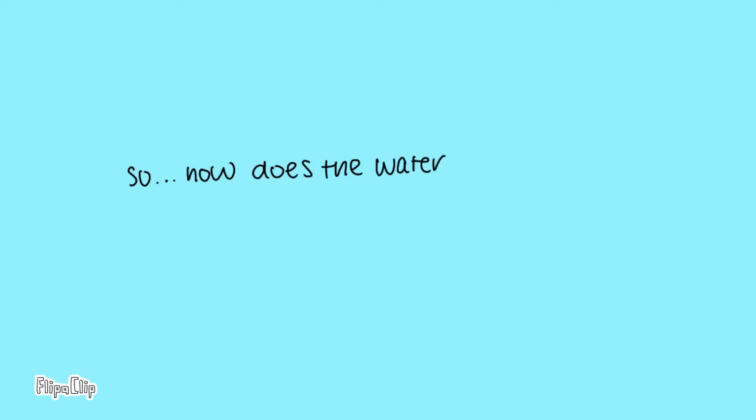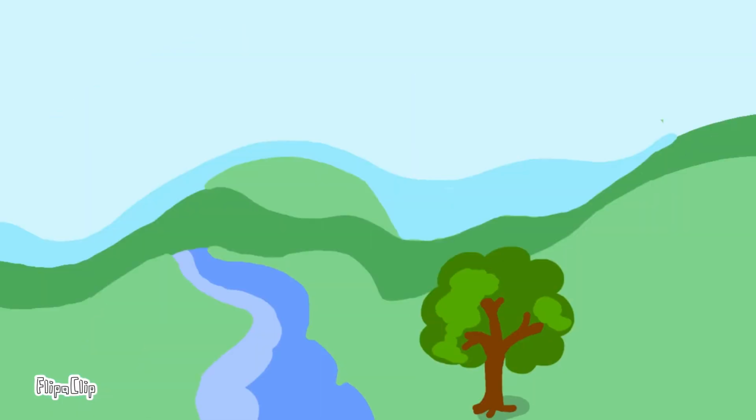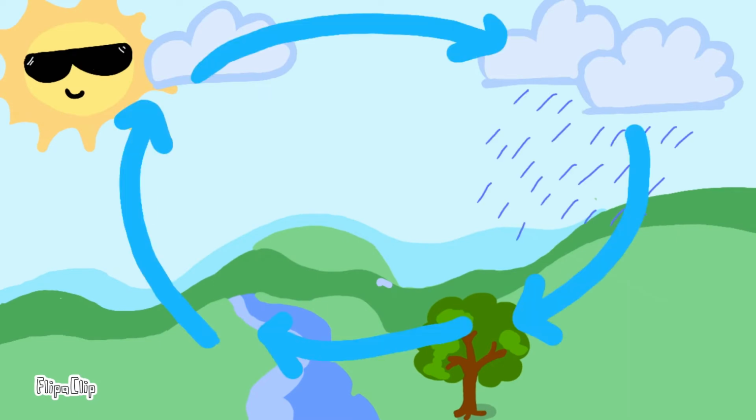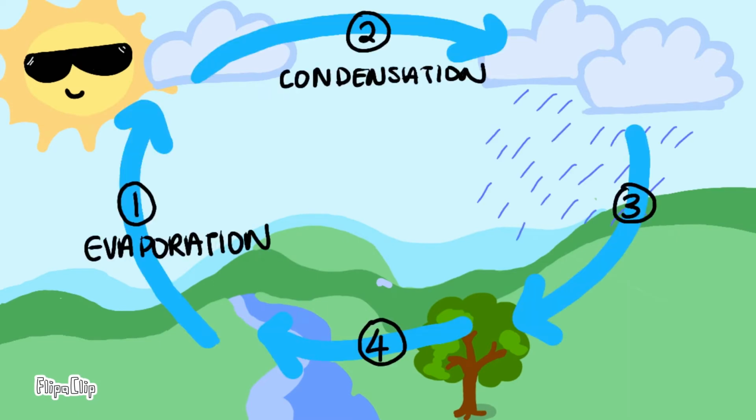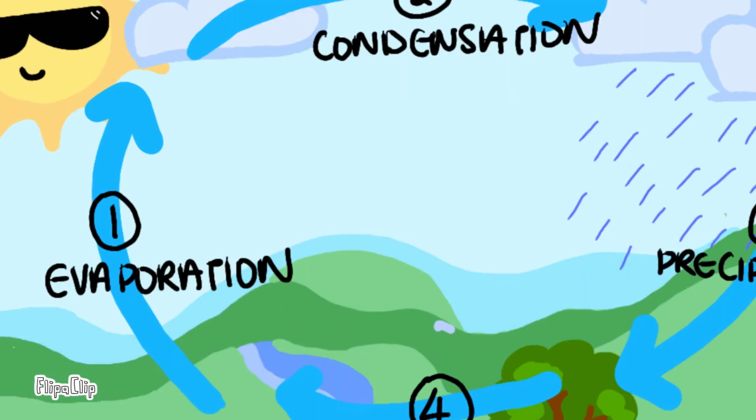So how do these stages work together to form the water cycle? Each of these stages occur in a different area. They keep water moving around the Earth. Do you remember the first stage of the water cycle? That's right, it's evaporation. So how does evaporation happen?